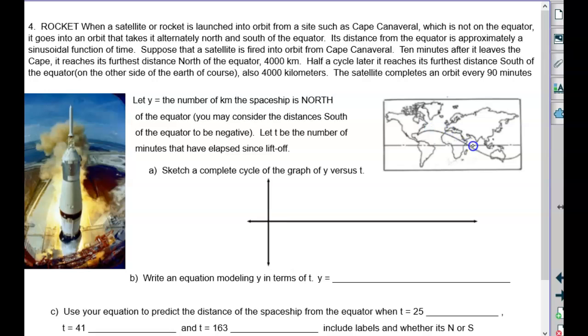Do you see the little picture over here? So it starts out somewhere up here, right? North of the equator, but it hits at what, 10 minutes? Is that what it says, 10 minutes? It's its furthest north, which is 4,000 kilometers. So it started north, but I don't know how far north. So I'm going to need a phase shift, and I'm thinking a cosine graph, because that's its furthest.